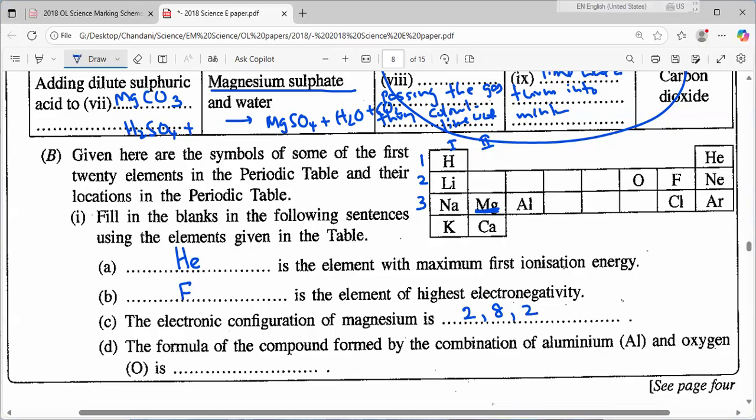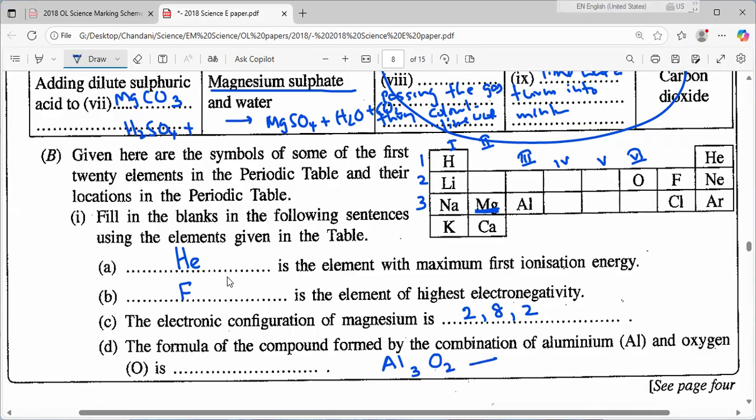Formula of the compound formed by the combination of aluminium and oxygen. First you need to get the valency numbers of aluminium and oxygen. Aluminium belongs to the third group, so the valency number of aluminium is 3. And the oxygen, it's the 4, 5, 6 here. The oxygen belongs to the 6th group, which means the valency is 2.